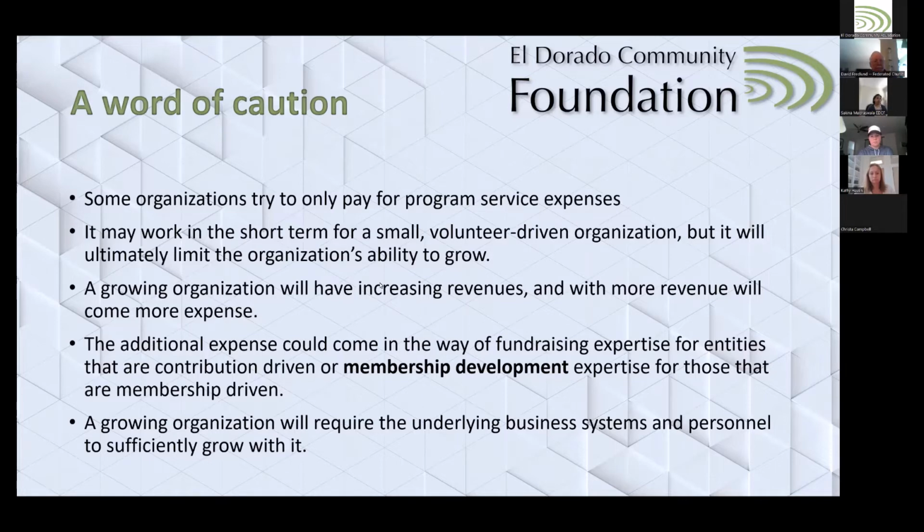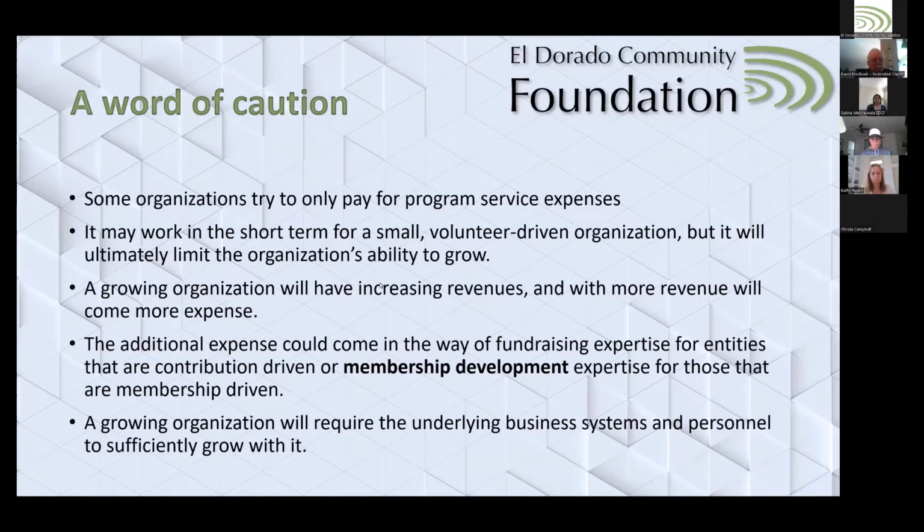require the underlying business systems, personnel to sufficiently grow with it. So I would say reach out to your donor base whenever you meet a donor, or you're talking to somebody generally. Let them know that not only do we have expenses for the program, we also have operational expenses.